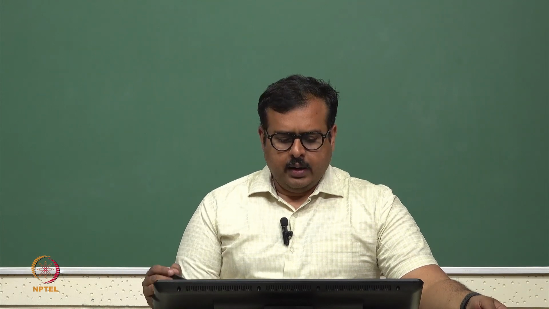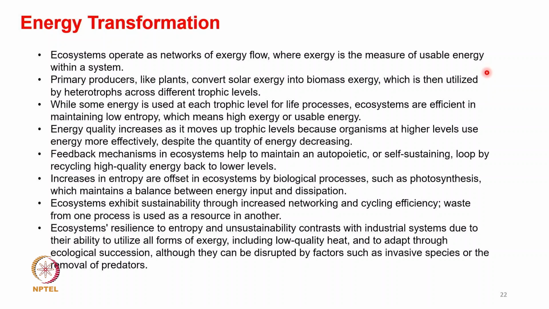So ecosystems operate as networks of exergy flow, where exergy is a measure of the usable energy within the system. Primary producers like plants convert solar exergy to biomass exergy, which is then utilized by heterotrophs across different trophic levels. While some energy is used at each trophic level for life processes, ecosystems are efficient in maintaining a low entropy, which means high exergy or usable energy.